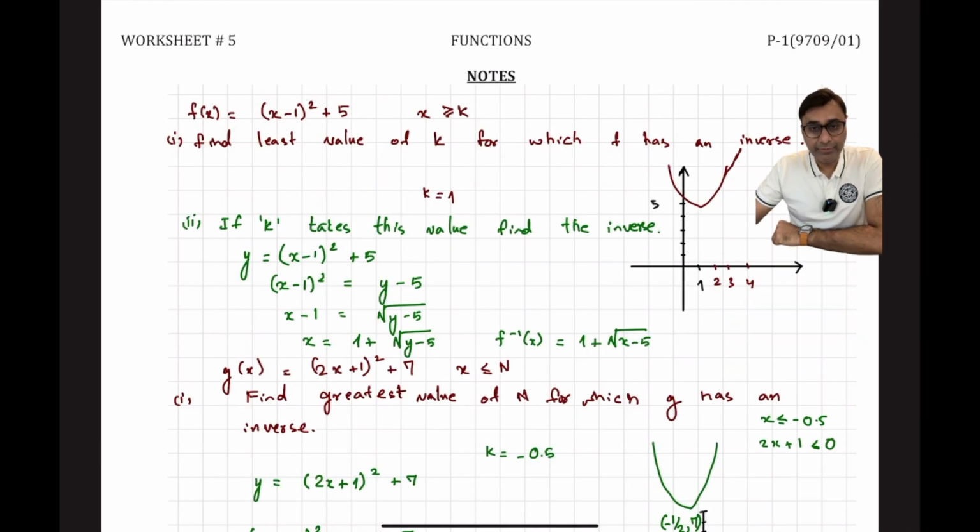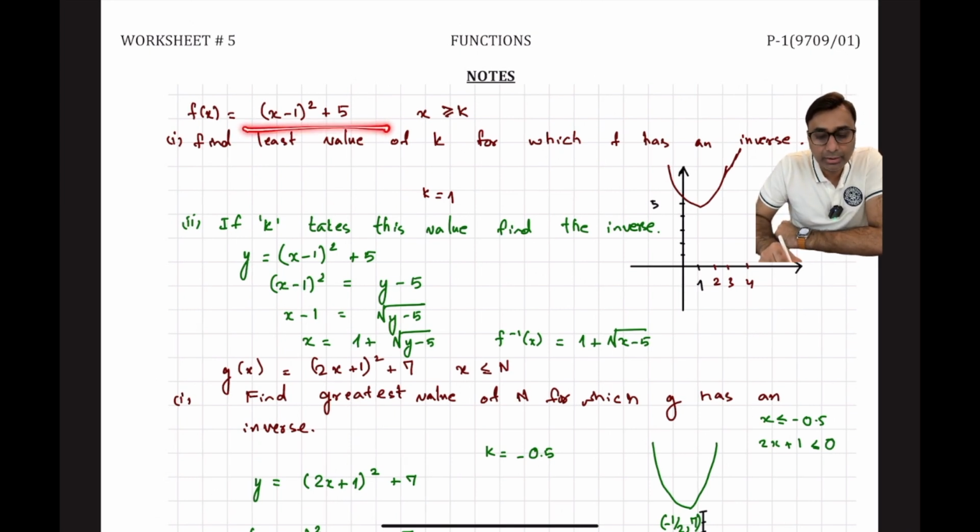Now, since we have already identified that if a function repeats itself, then it will not have an inverse. But if we restrict the domain of a many-to-one function in such a way that it doesn't repeat itself, then that will have an inverse. Like if you look at this equation, this is a quadratic curve, it forms a parabola with a turning point at (1, 5), and we can see it's coming down and then going up. So it is repeating itself, and definitely it doesn't have an inverse.